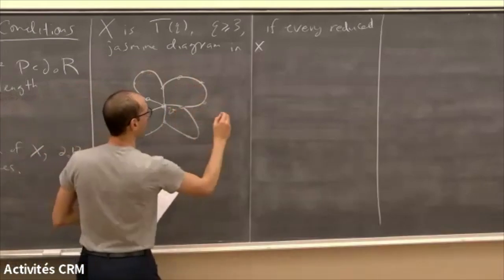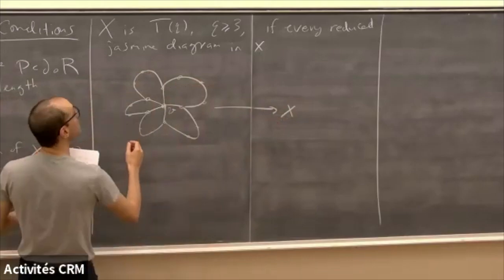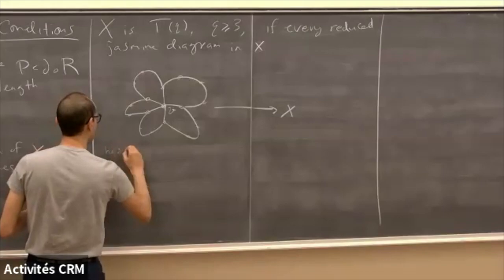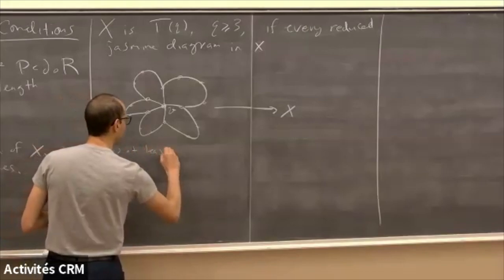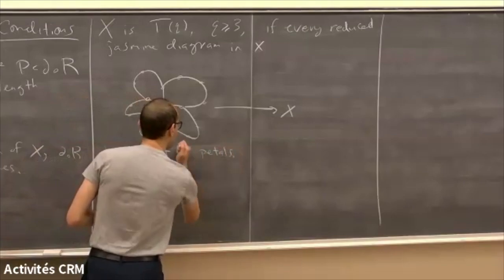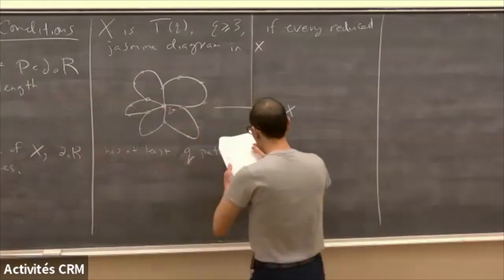So that's a Jasmine diagram in X. So we ask that every such reduced diagram has at least Q petals. Okay.